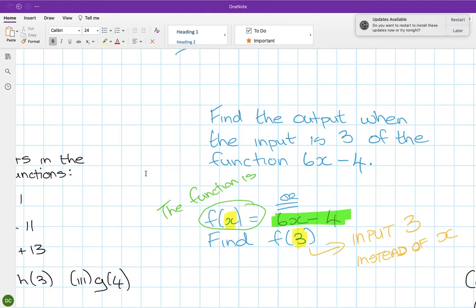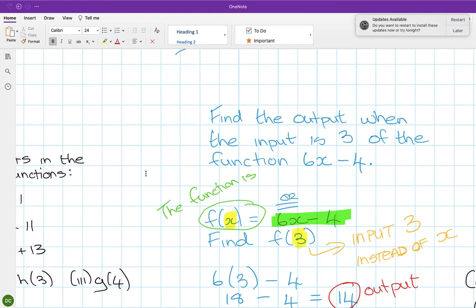So in green, we have the function. In yellow, we have the input. So we're going to do 6, in place of the x, we're going to put in 3 and then minus 4. Okay, 6 times 3 is 18 minus 4, which is 14. And that's the output. So for this function, which is 6x minus 4, if you input 3, you get an output of 14.